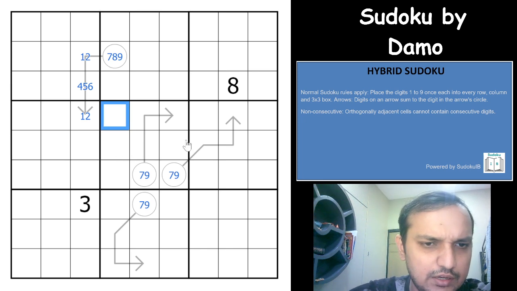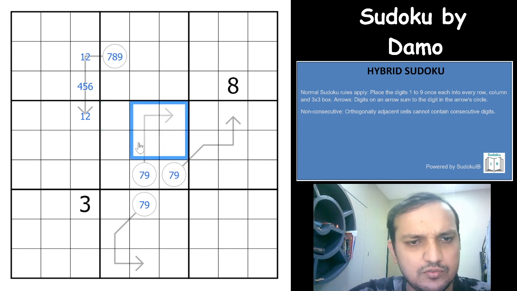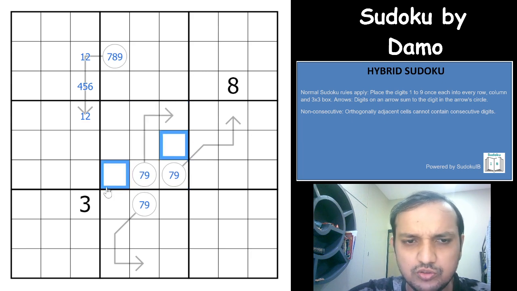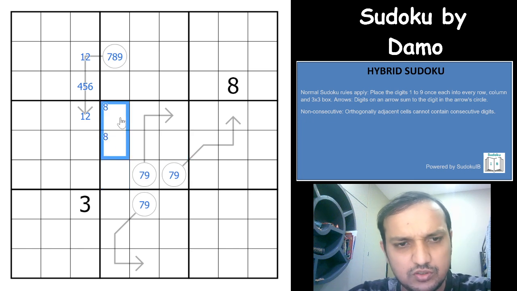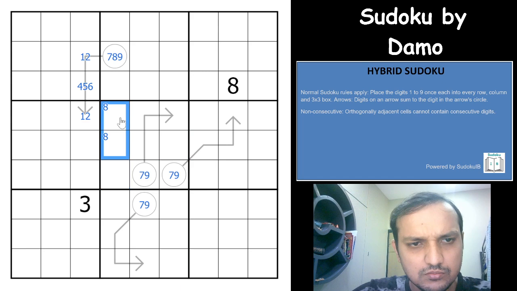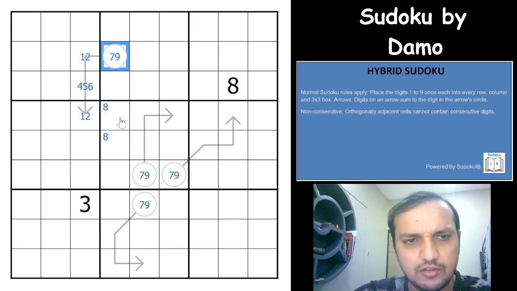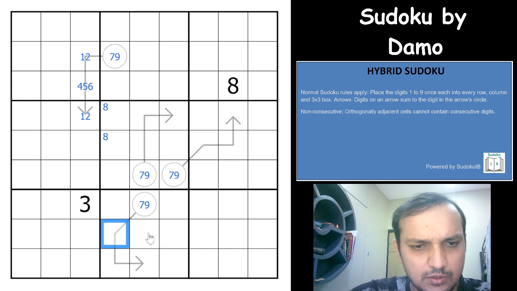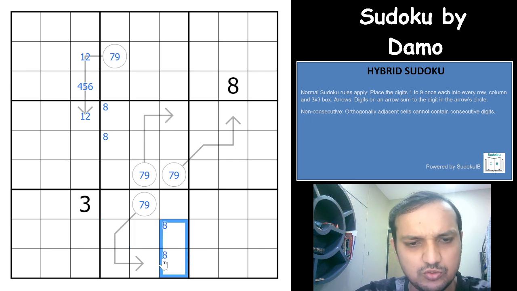So we know that 8 cannot be here. None of these cells can be 8, this cell cannot be an 8, these 2 cells cannot be 8 because that would be adjacent to a consecutive digit. So this is an 8, that removes an 8 from this cell, that gives you 8 in one of these 2 cells.